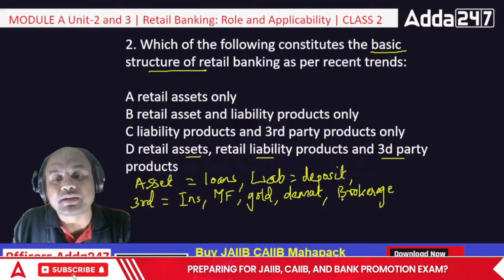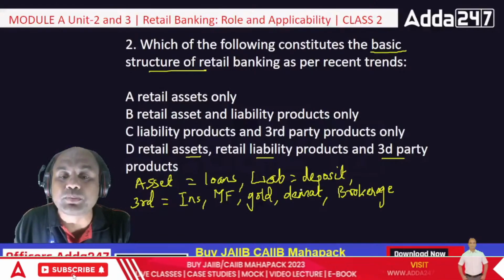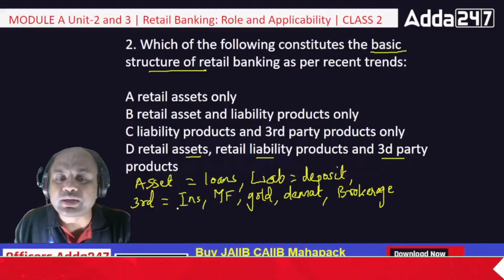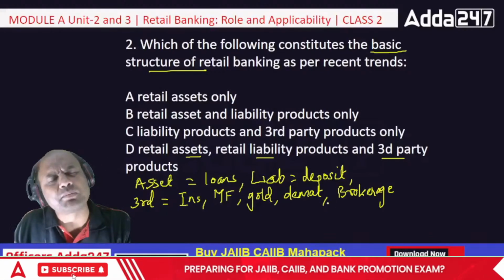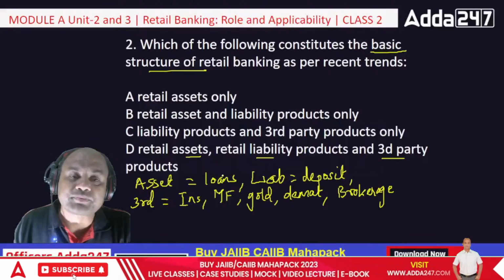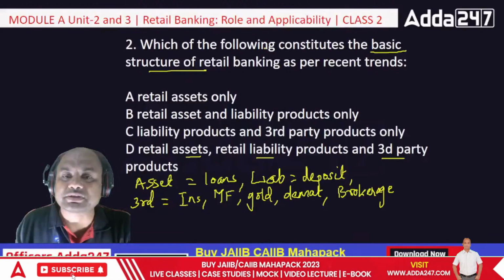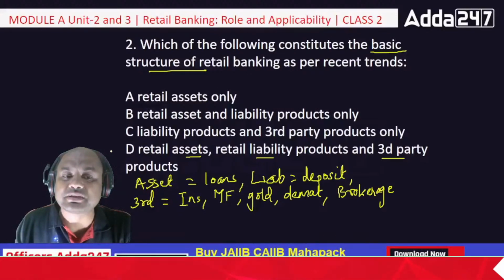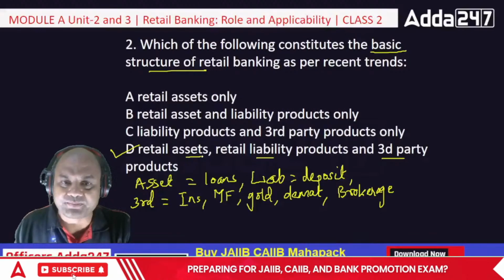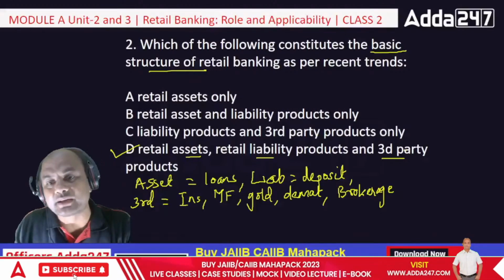All these companies have their separate brokerage account. To buy the shares in demat, you need a brokerage account. These are just a few examples I have given. There are many third party products. So which is the model followed by private sector banks? It is retail assets, liabilities and third party products. Correct. It is asset, liability and third party.